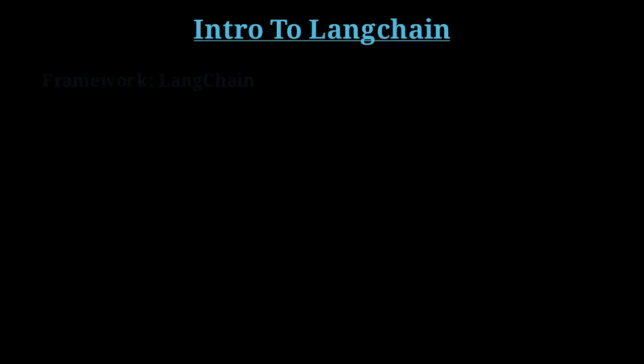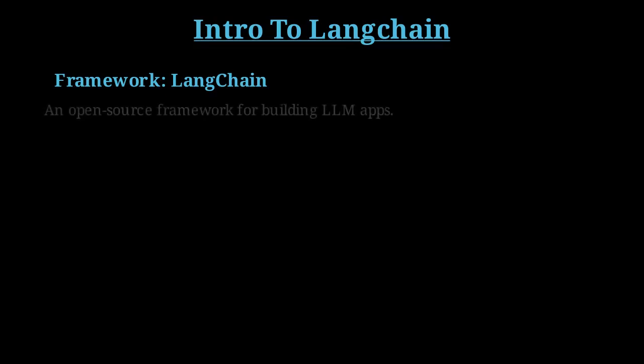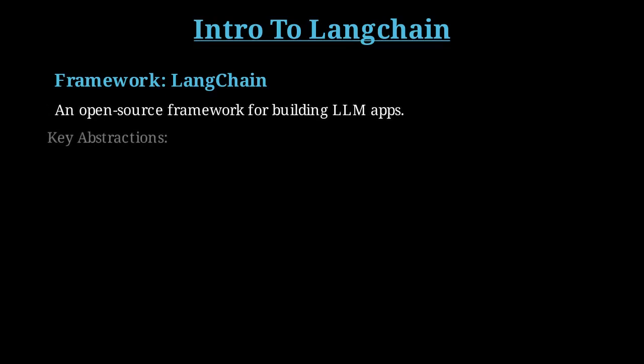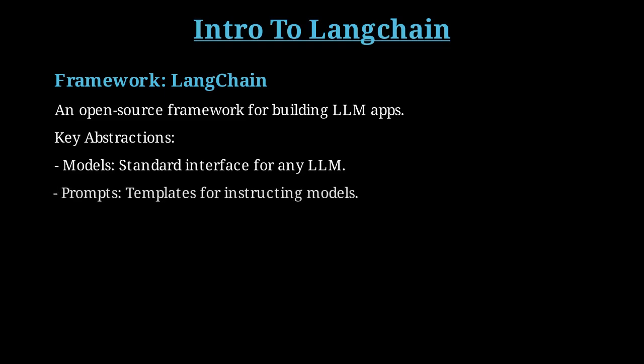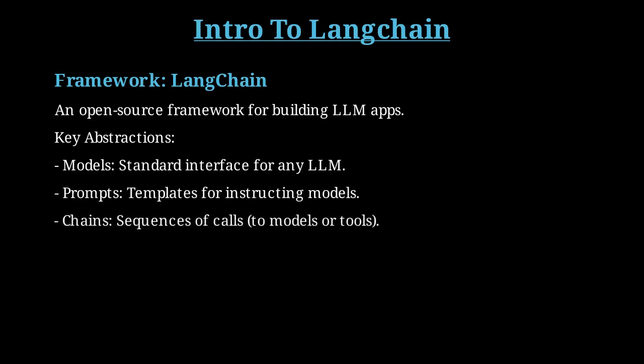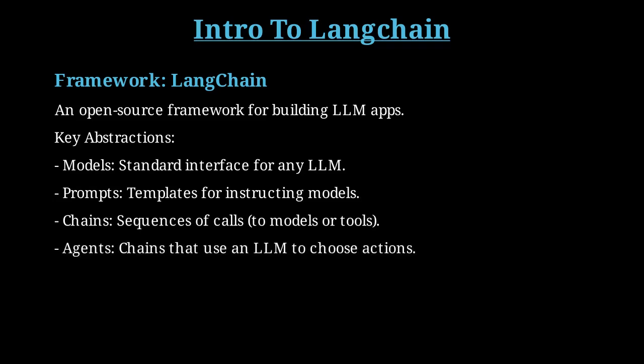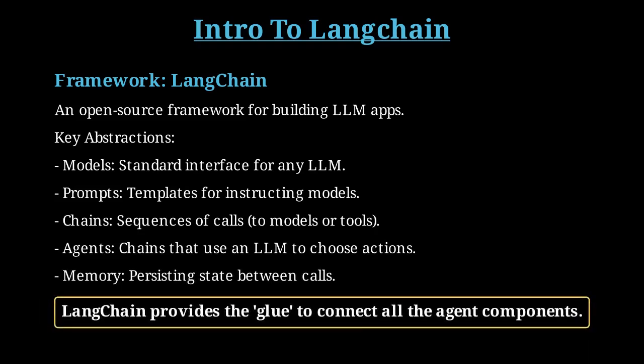Building all of this componentry from scratch can be complex. This is where frameworks like LangChain come in. LangChain is an open-source framework designed to simplify the development of applications powered by LLMs, especially agents. It provides a modular set of abstractions for the core components we've discussed. It has integrations for hundreds of different LLMs, tools, and vector stores. It offers standard, interoperable interfaces for prompts, memory systems, and parsers, allowing developers to easily compose these building blocks into powerful chains and autonomous agents, abstracting away much of the boilerplate code.